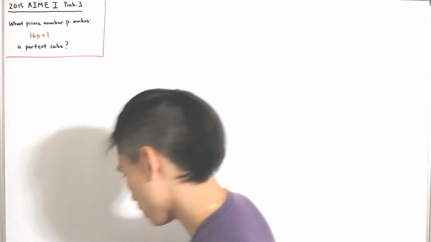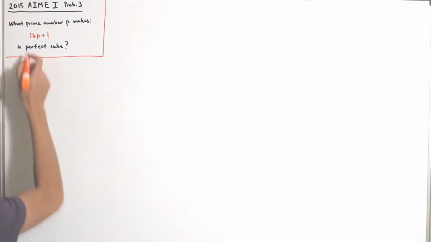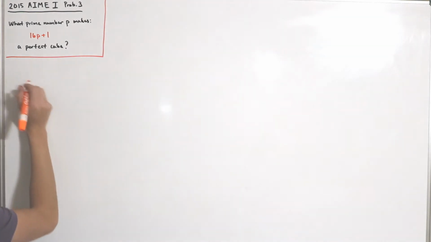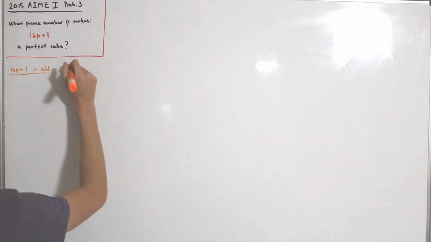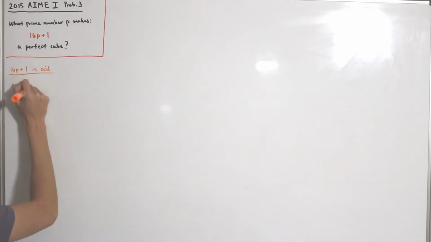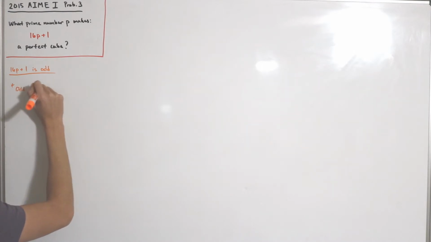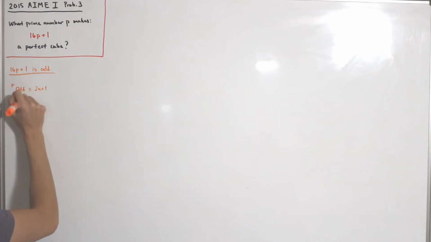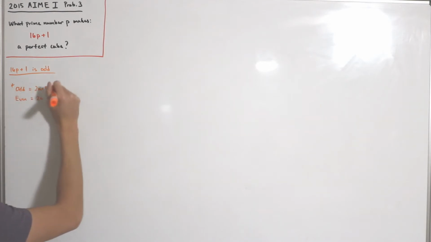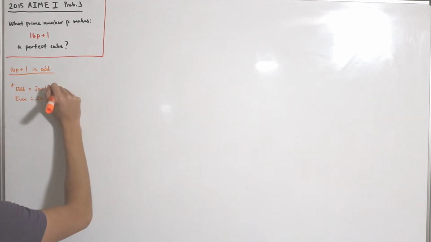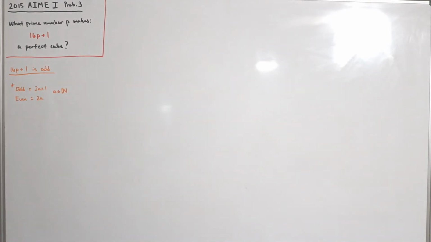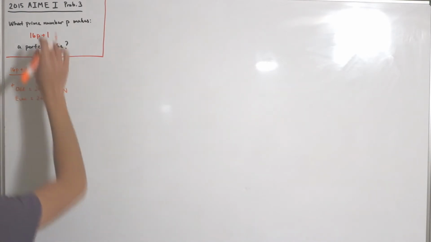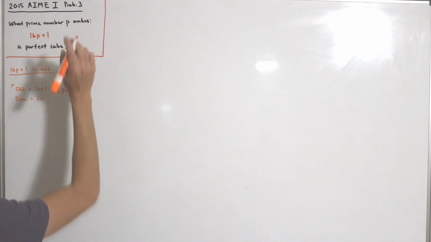So let's do it. The fact that we want to note is that 16p plus 1 is actually an odd number. Recursively defining, odd numbers are defined as 2a plus 1, and even numbers are defined as 2a, for some natural number a. So we get the basics of that. I'm sure everybody knows about that. Now we want to find a prime number p that makes it a perfect cube.